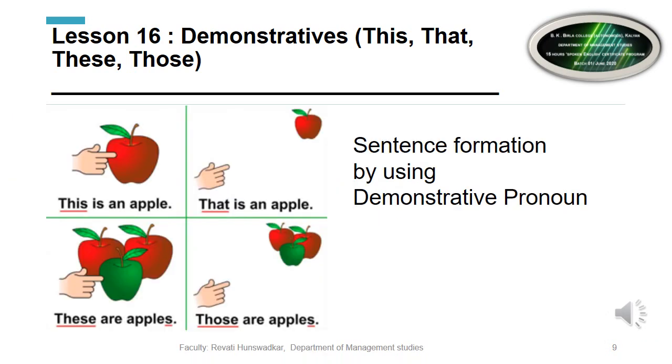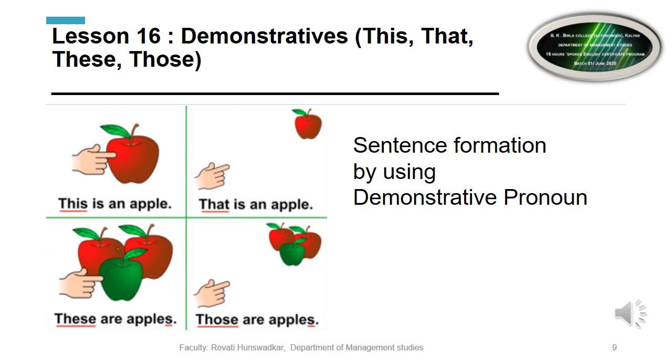So here we come to the last session of lesson number 16, sentence formation by using demonstrative pronouns. So here the demonstrative pronoun words are this, that, these and those. And we have taken an apple as the example. This is an apple, that is an apple, these are apples and those are apples. So first we'll see, this is an apple. The apple is near to me. So it is near and it is singular, which is single.